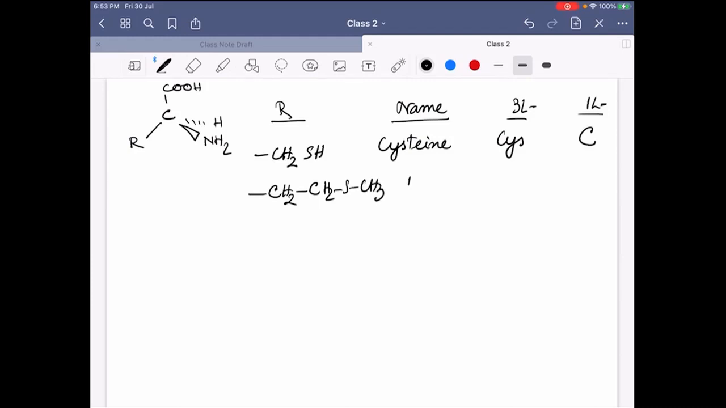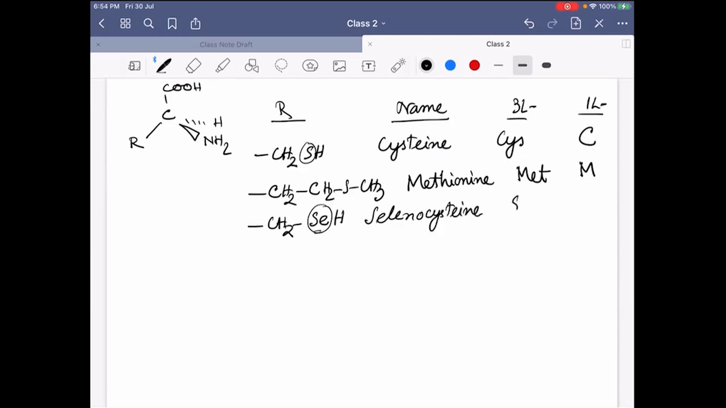And this is known as methionine. Three letter MET, one letter M. And then there's another version, which is very rarely found, but has a very important role in terms of enzymatic activity, a selenium version of cysteine. Instead of sulfur, you have selenium, and the name is selenocysteine. Three letter SEC, one letter U.